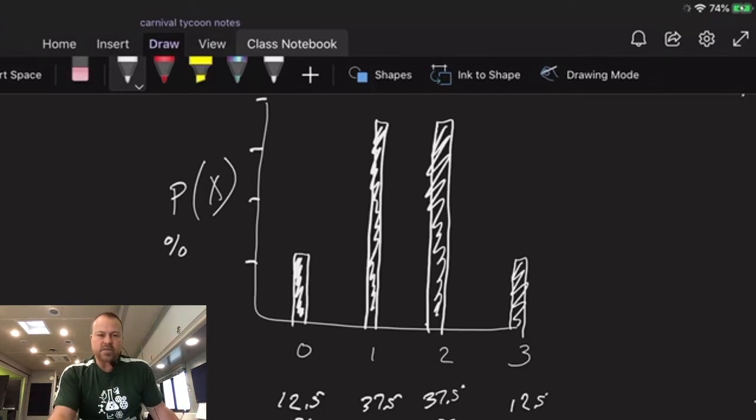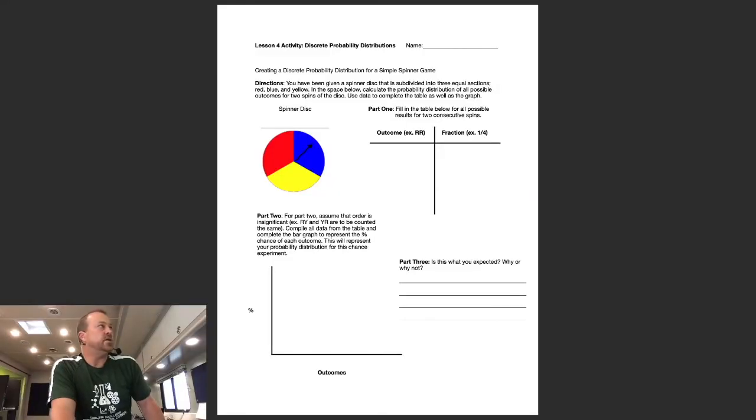All right, so we have an assignment that you're going to do. You're going to be taking a basic scenario, taking the data out of that, and making your own discrete probability distribution. Let me give you a look at what this assignment is all about, and then I'll give you some directions. Okay, so lesson 4 activity on discrete probability distributions.